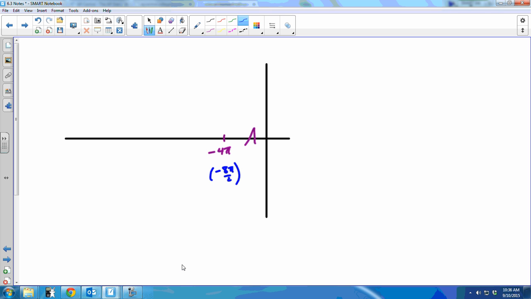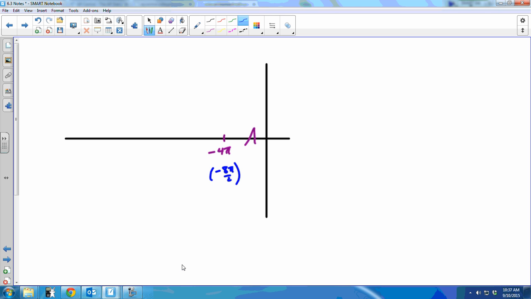I need to have negative 4 pi as a fraction. So negative 8 pi over 2 is the same thing as negative 4 pi. That's how I got that. I just doubled 4 and divided by 2. Does that help a little bit, where I got that from? We'll do some more. It'll be okay.